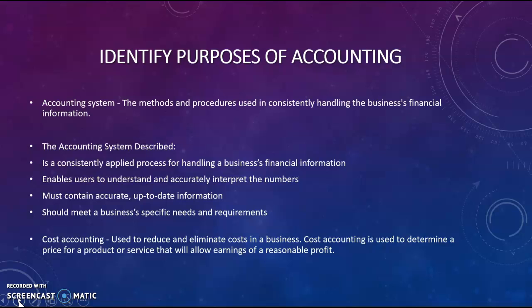Then we look at an accounting system. This is just the method and procedure that is used to handle a business's financial information. The accounting system can best be described as a consistently applied process for handling a business's financial information. It enables the users, those using it internally, to understand and accurately interpret the numbers. It must contain accurate and up-to-date information, and it should meet a business's specific needs and requirements.